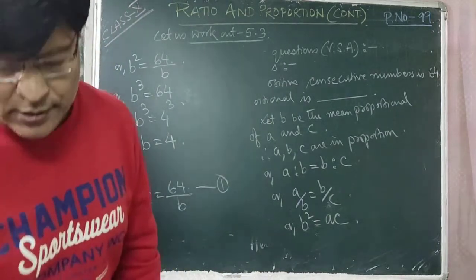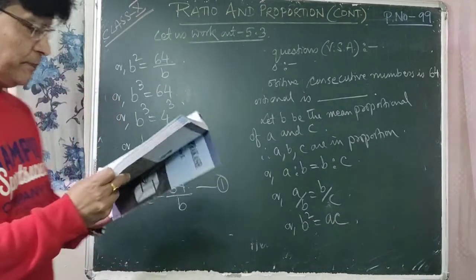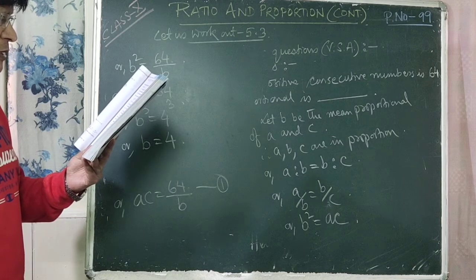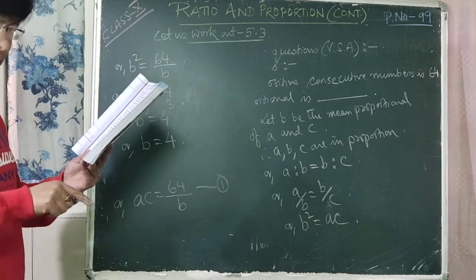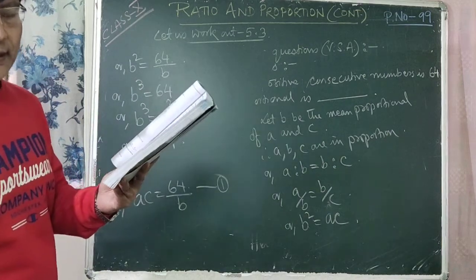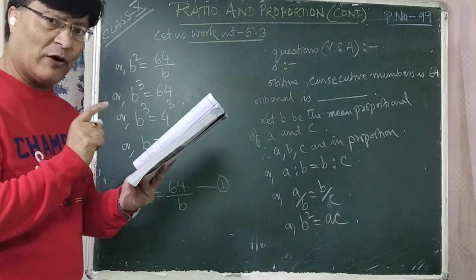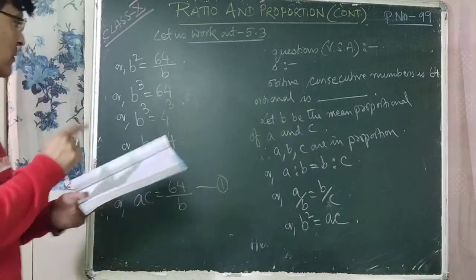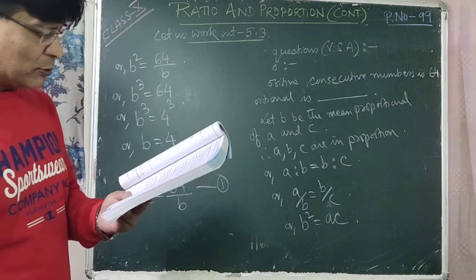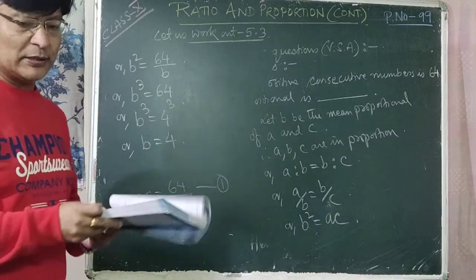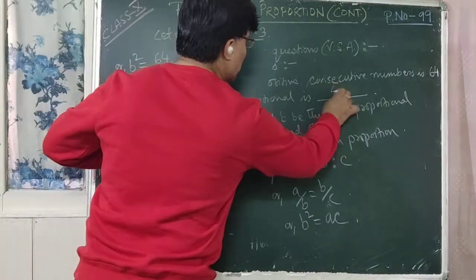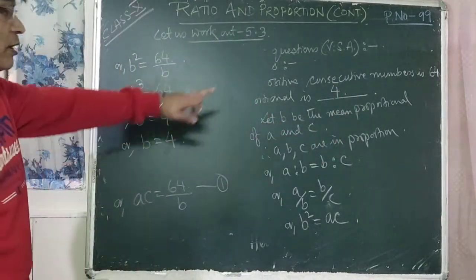The question given here is, if the product of three positive consecutive numbers is 64, then their mean proportional is what? So in this case, we have assumed three consecutive numbers are A, B and C, and B is the mean proportional of A and C. So what is the value for B? It is 4. So in the fill in the blanks, you have to write their mean proportional is 4.